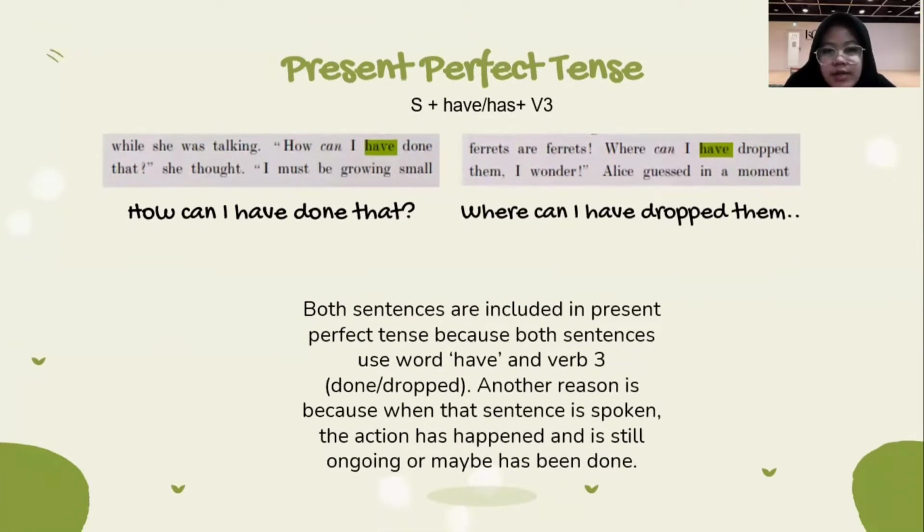The next is present perfect tense. Present perfect tense has the pattern subject plus have or has and verb 3. The first sentence that I found is "How can I have done that?" And the second is "Where can I have dropped them?" Both sentences are included in present perfect tense because both use the word have and verb 3, done and dropped. Another reason is because when the sentence is spoken, the action has happened and is still ongoing or maybe has been done.